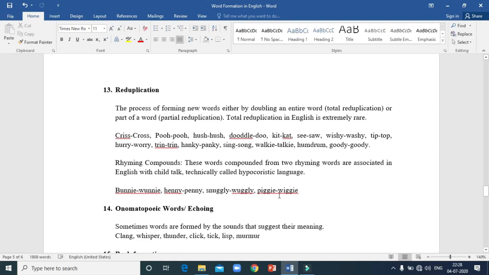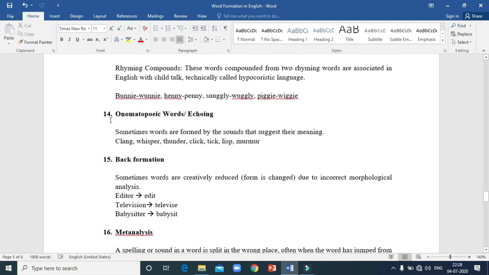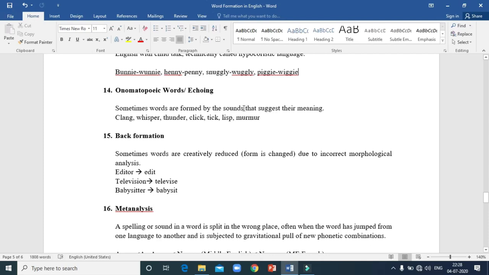Okay, then let's move on to the 14th procedure, onomatopoeic words or echoing. Onomatopoeic words, as you know, the name suggests what it is. Some words are formed by the sound that suggests their meaning.